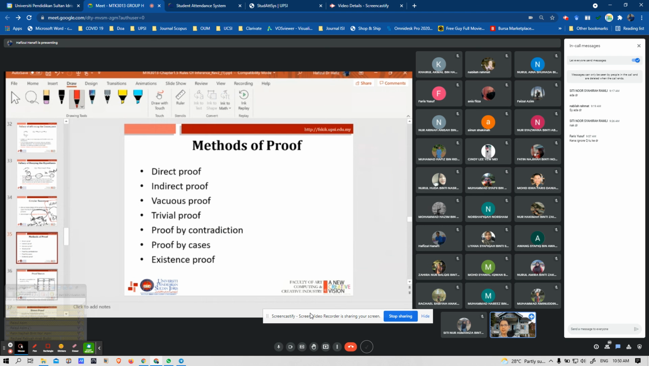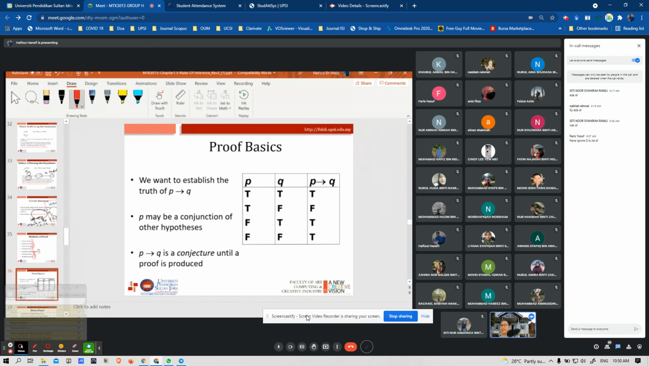Okay, and then we take a look at methods of proof. Kita ada direct proof, indirect proof, vacuous proof, trivial proof, proof by contradiction, proof by cases, and existence proof. Okay, for the proof basics, we use the conjunction rules until the proof is produced, and then we may produce a truth table.